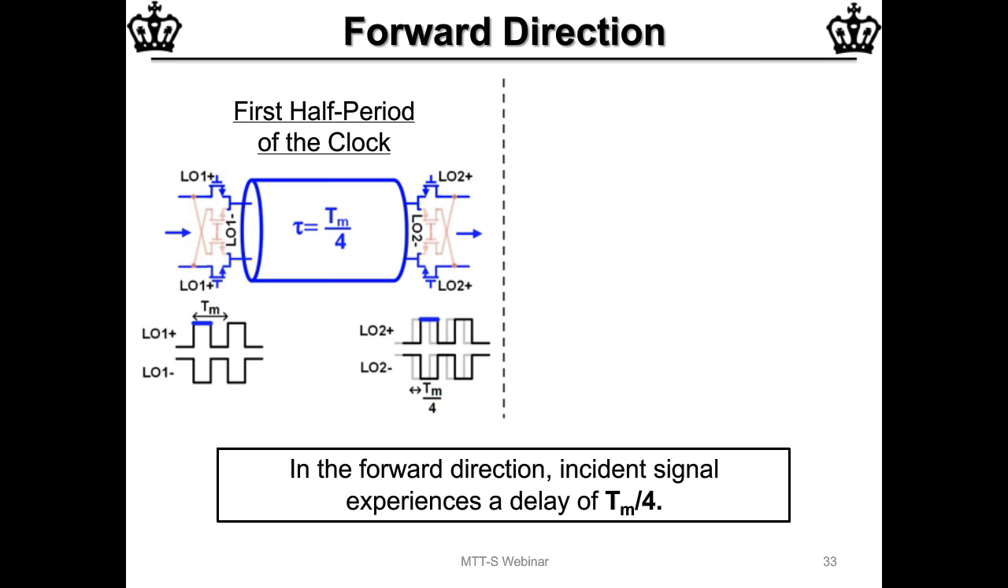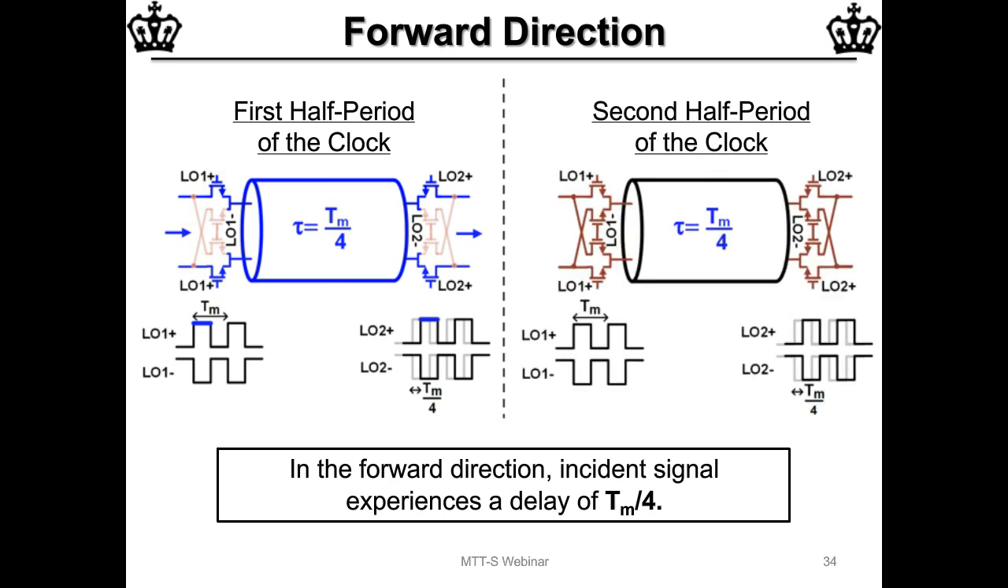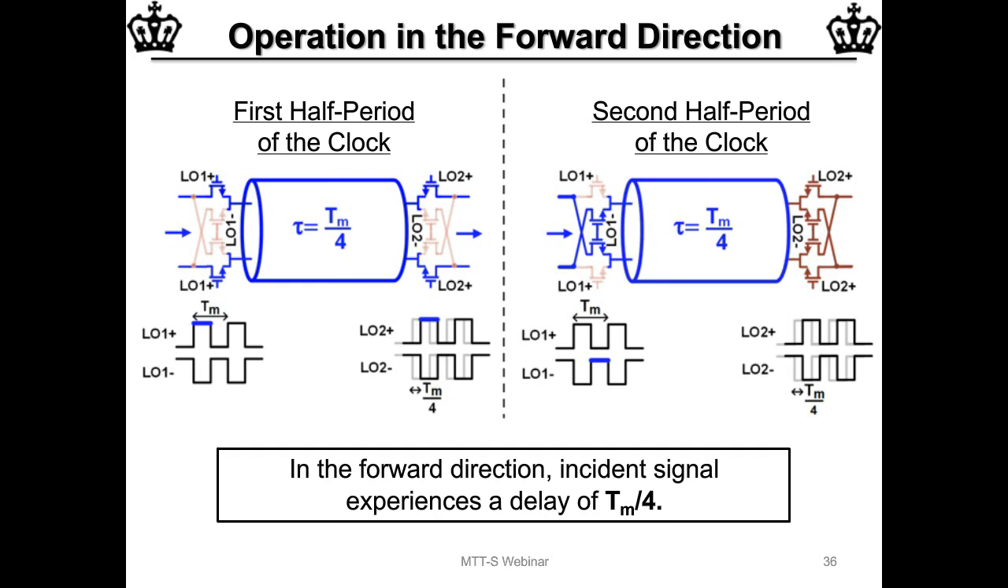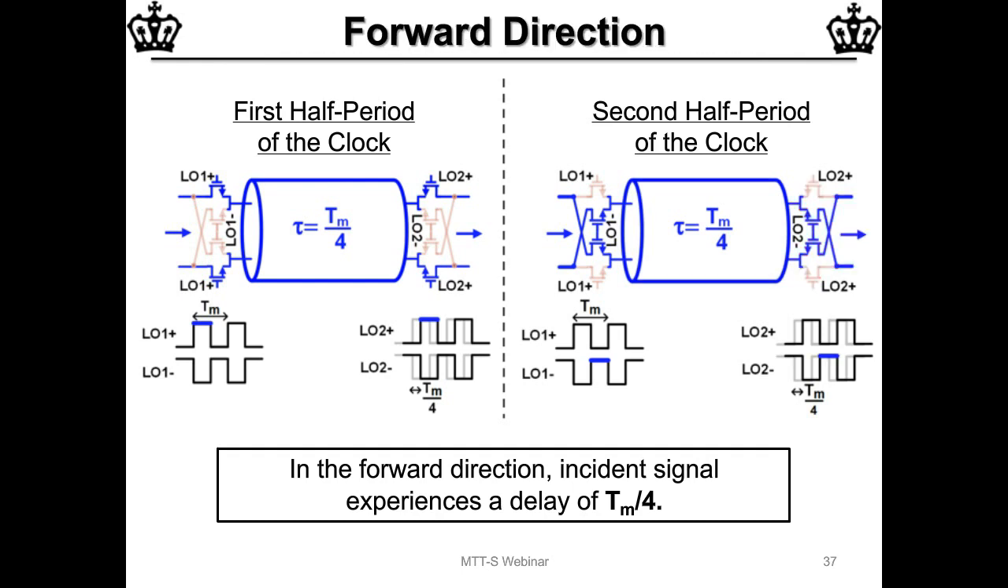And when we look at the second half of the clock, the signal goes through the crisscrossed switches, then passes through the line and incurs the delay. And again, because this delay is exactly equal to the delay in the clocks, when it gets to the other end, the crisscross switches are active and the signal comes out. So in the first half, you essentially pick up the delay of the line and nothing else.